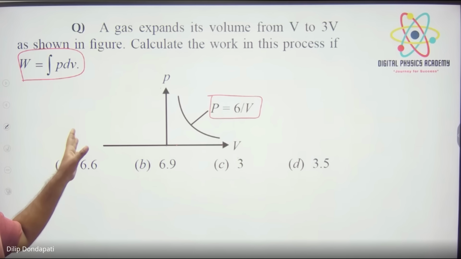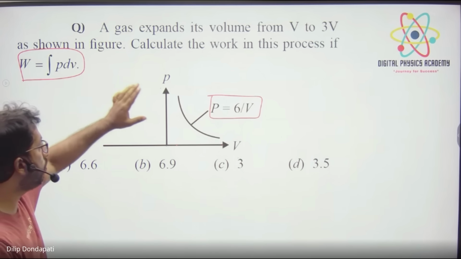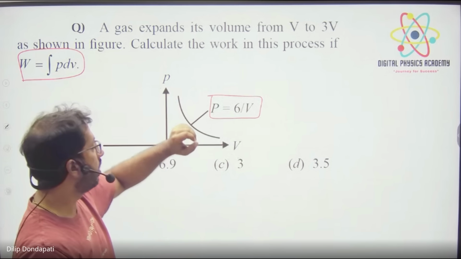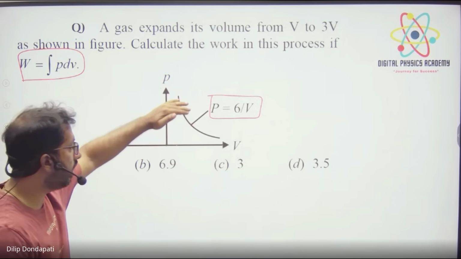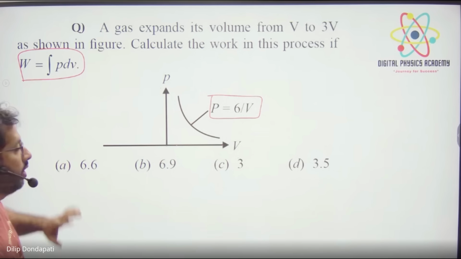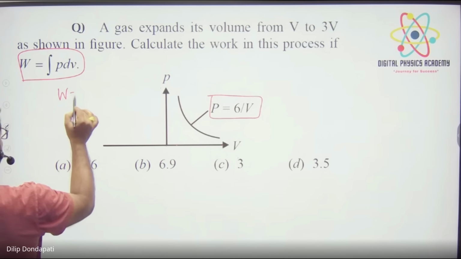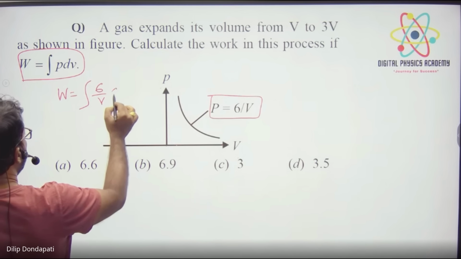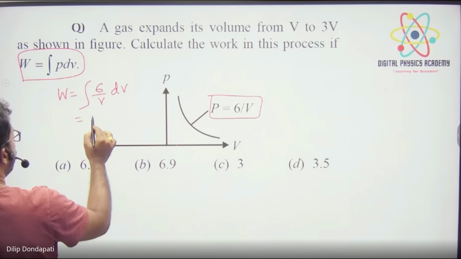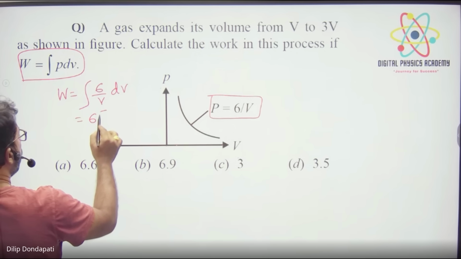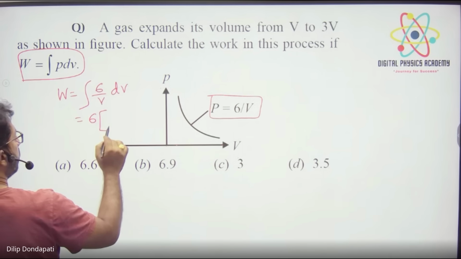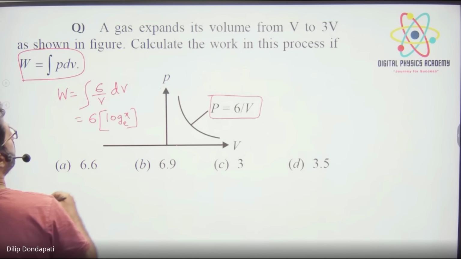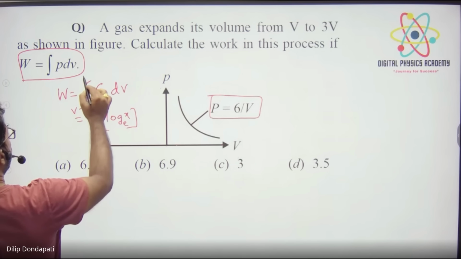He has only given the formula, right? Work is the integral of P dV. In thermodynamics we get this again: the area of pressure versus volume is nothing but work done. So use W equal to the integral of P dV, where P is 6 by V. The 6 will come outside. The integral of 1 by V dV is how much? Log V. The limits are from V to 3V.